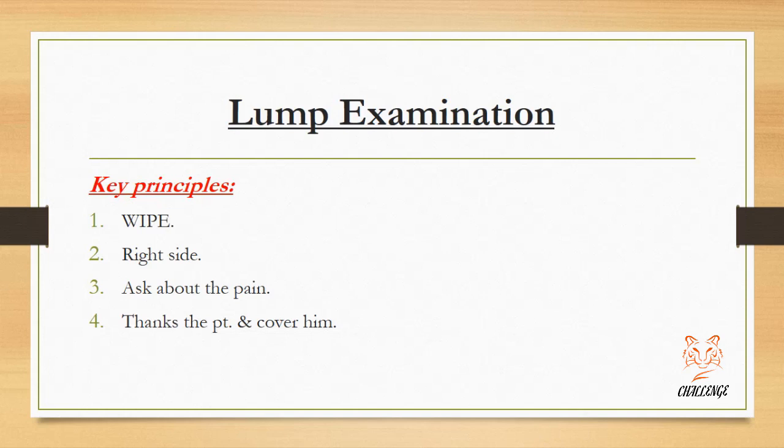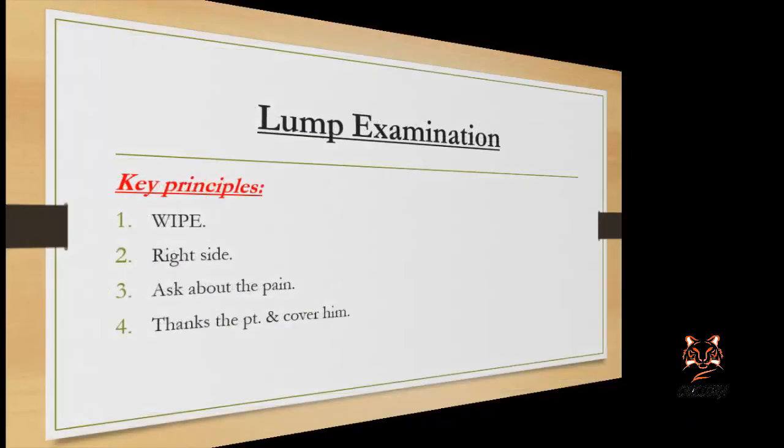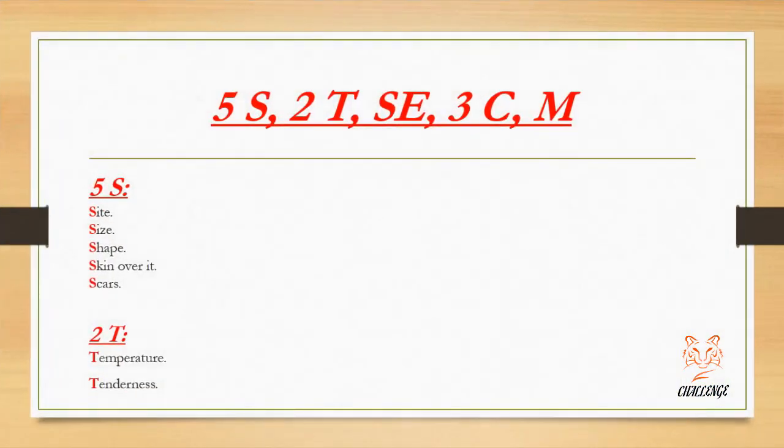If you apply these 4 principles in any clinical examination, you can get at least 4 points in the checklist of the exam. So let's go back to the lump examination. The meaning of lump is swelling. This swelling can be in any part of your body. It can be in your hand, head, back, neck, abdomen, or in any area in your body.